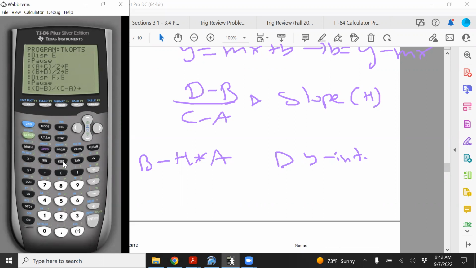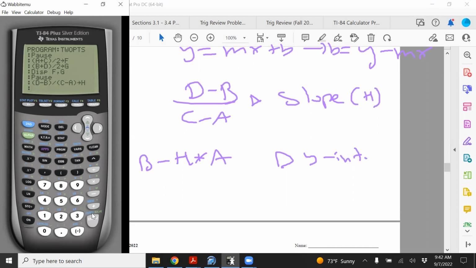as, I'll call it H. So D minus B over C minus A stores as H. Okay, so wherever that is, it'll store as H. As a fraction, that would be the slope, right? That'd be the slope. The y-intercept is tricky.